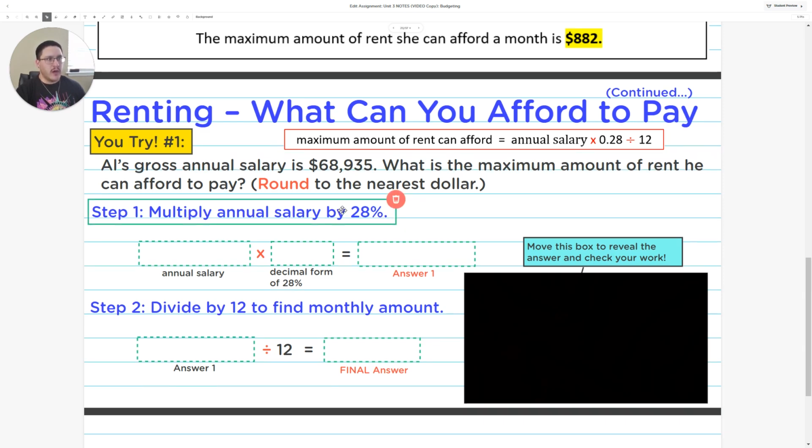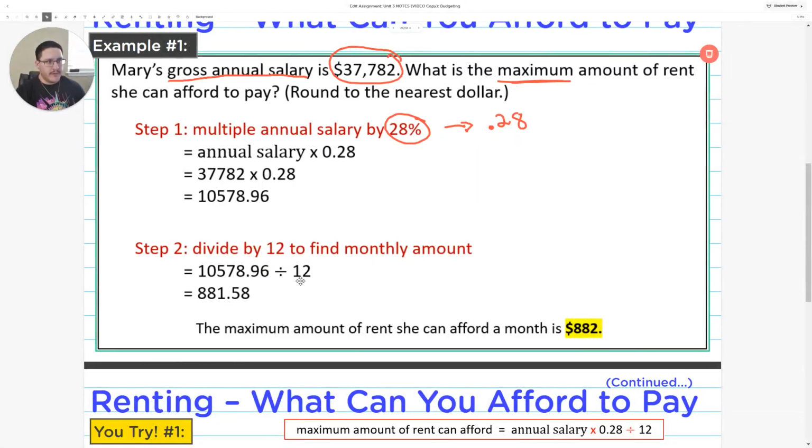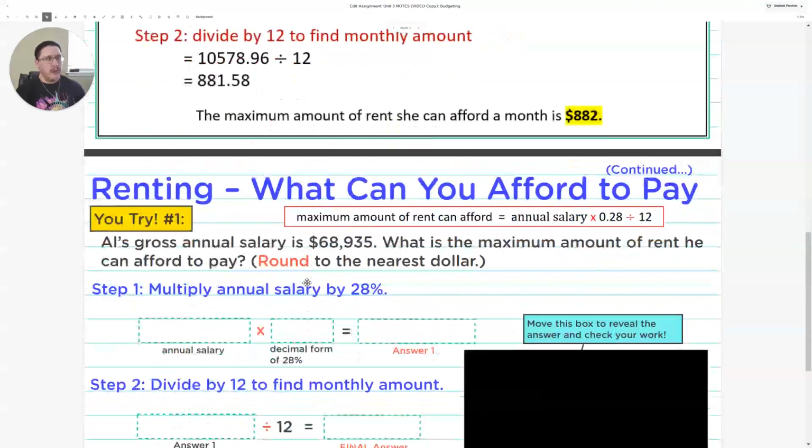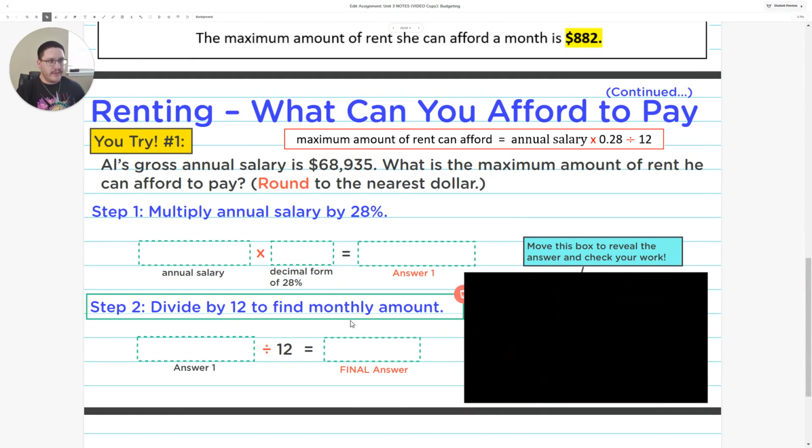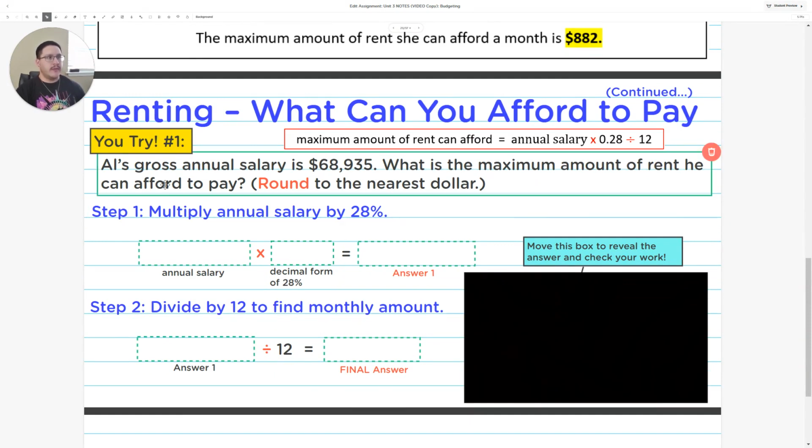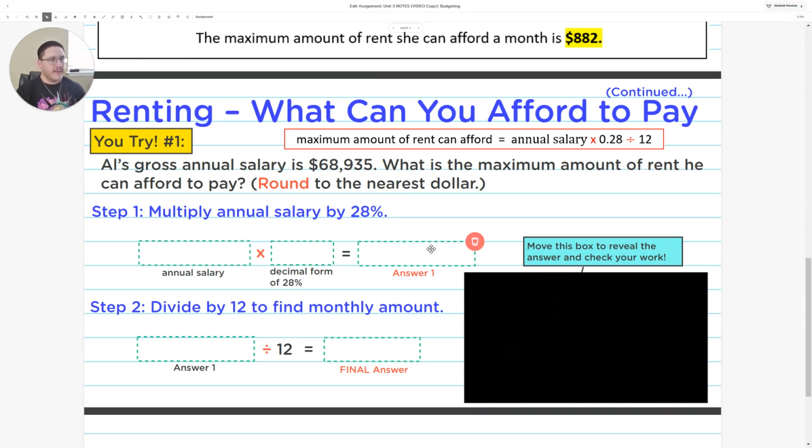And the reason why we divided it by 12 in the previous one is because rent is paid off monthly. So that's why we divided it by 12. You're going to be doing the same thing right here in step 2. So anyways, go ahead, read through the problem, read through the steps, fill everything out if you're working through this in ClassCake as you're watching through this video. Try this on your own. Otherwise, I'm going to continue on and show y'all how to do this.